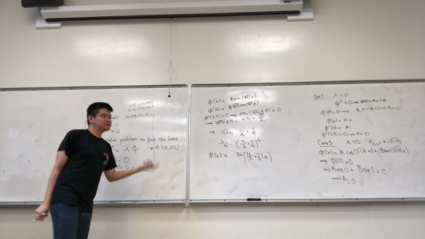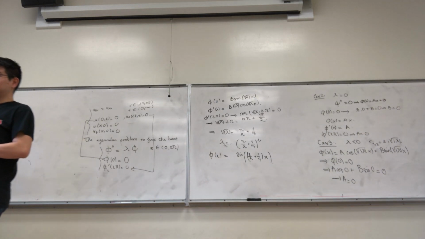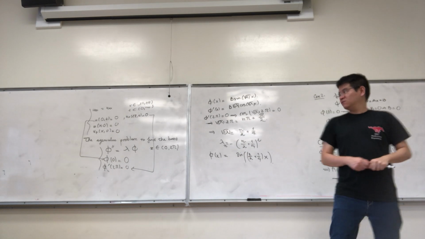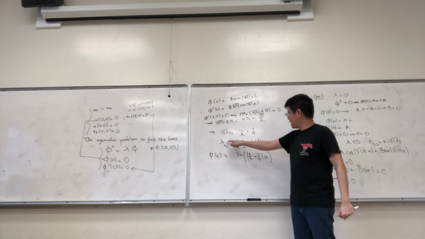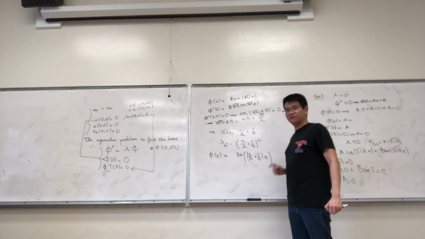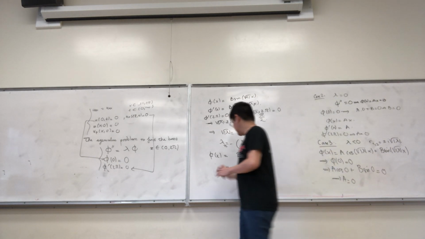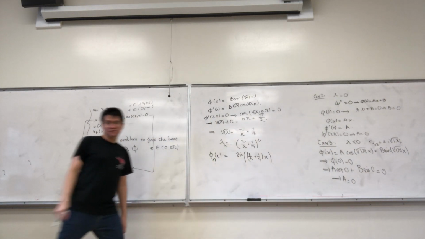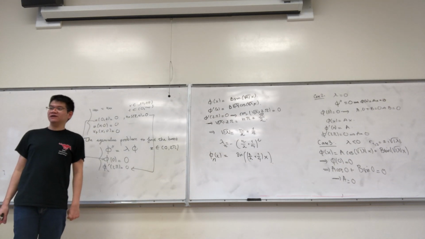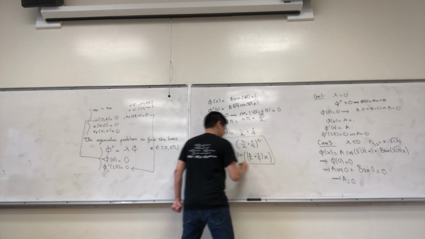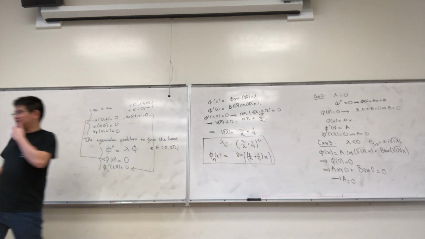Because cosine of this is 0, which means that this has to be n pi plus pi over 2. Which means that square root of lambda has to be n over 2 plus 1 over 4. And lambda n has to be minus of this squared, and phi n will be sine of this. So you have the basis, and you have the eigenvalues. Right, so what is the next step?